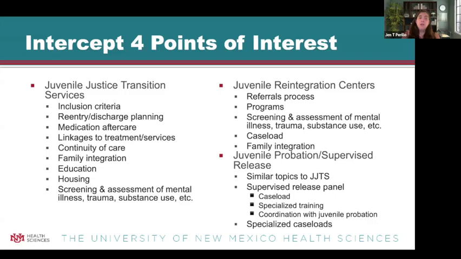And so there includes various types of discharge planning, connection to medication and aftercare, so transition continuity of services there, other linkages to treatment and services as needed, integrating with the family and education, housing, as well as other types of screening that can happen for behavioral and mental health needs. There's also juvenile reintegration centers, so that juveniles can be sent to.